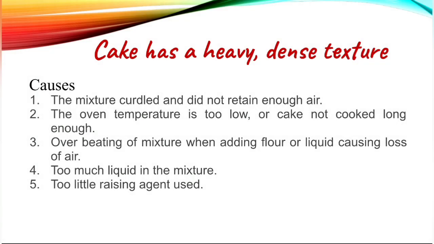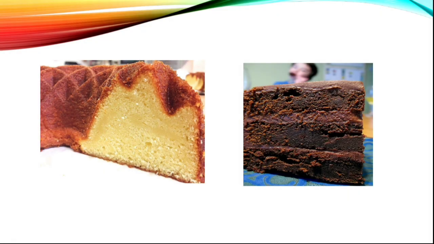If the cake has a heavy, dense texture, it could mean that the mixture curdled and did not retain enough air, or it could mean that the oven temperature was too low and the cake was not cooked for long enough. It could also mean that the mixture was overbeaten, or it could mean that there was too much liquid in the mixture or too little raising agent was used. Here are some examples of cakes that would have a coarse or dense texture.